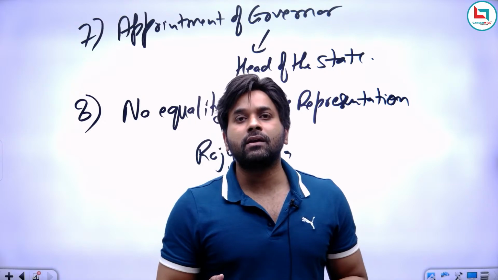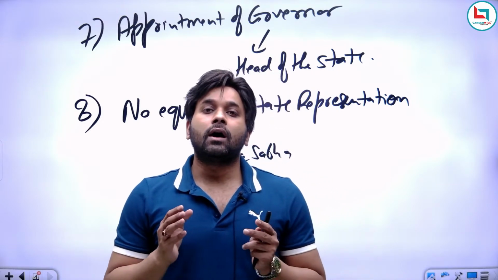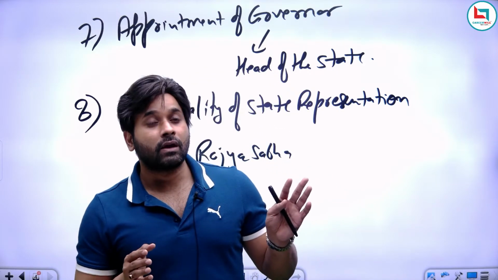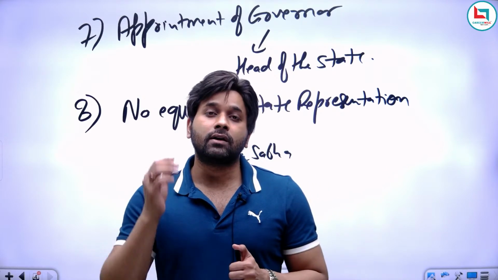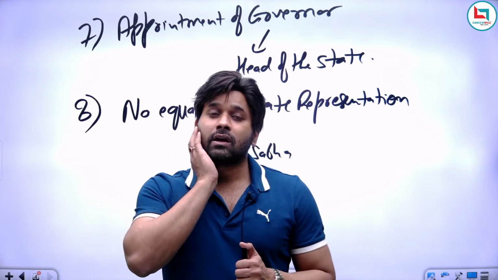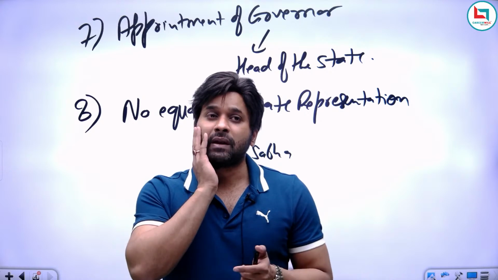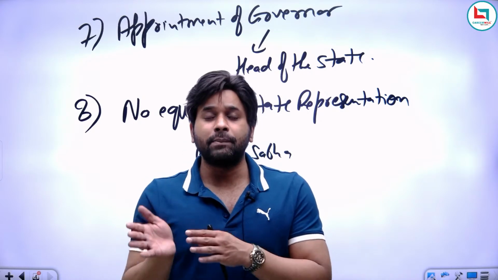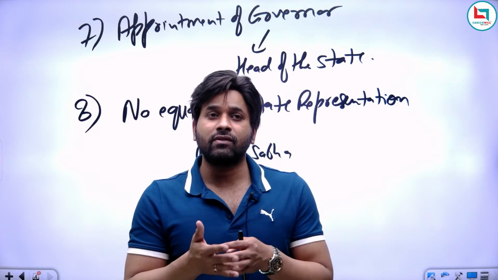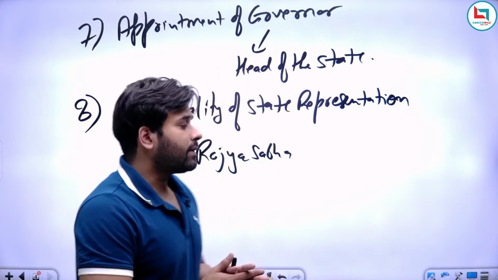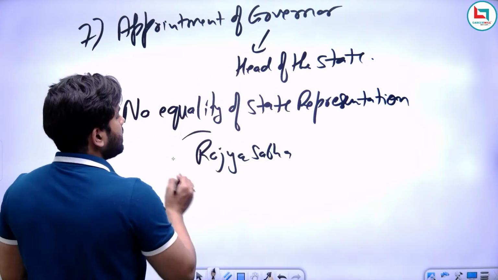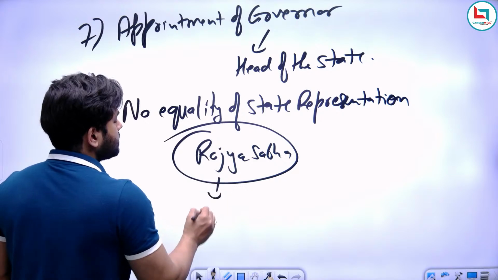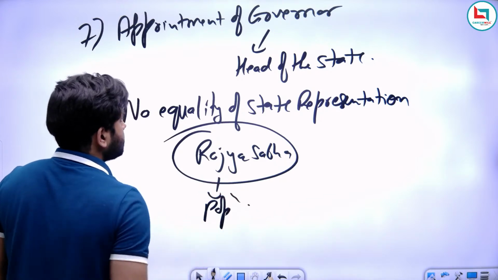So why is this happening? It is all because of what I call no equality of state representation. In India we have representation only on the basis of population. So bigger states have bigger representation while small states have lesser representation. Okay, so I hope it is clear why we are saying no equality of state representation. In Rajya Sabha the seats are distributed on the basis of population.